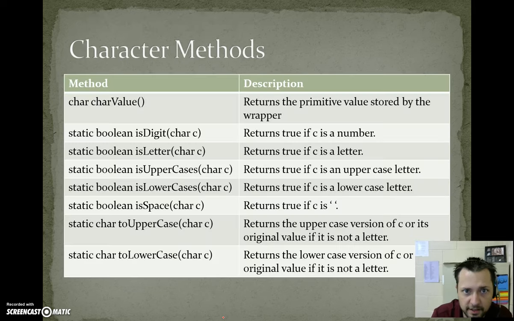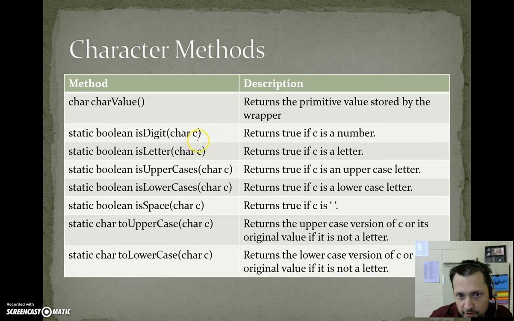Character methods. Characters have a lot of methods. We have the basic one, which is charValue. It returns the primitive value stored by the wrapper. That's the one we're going to use most often. All of the others are static methods, meaning they can be accessed just through the class name. You can say Character.isDigit, just like we can say Math.pow. These are all pretty useful.